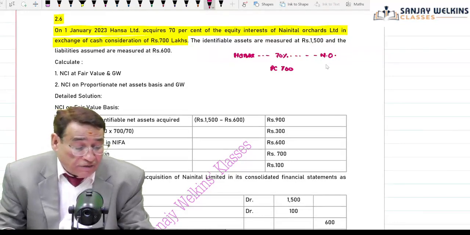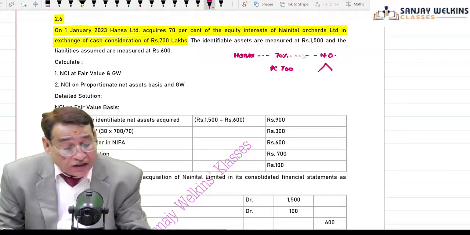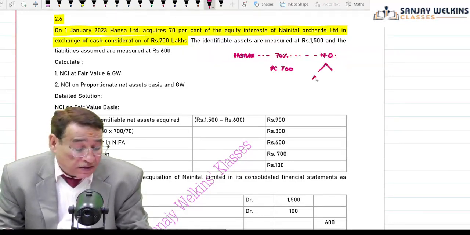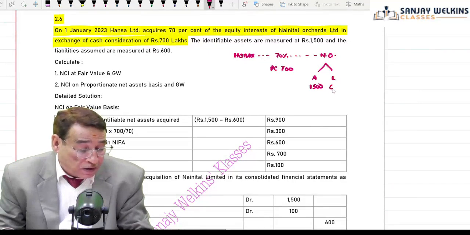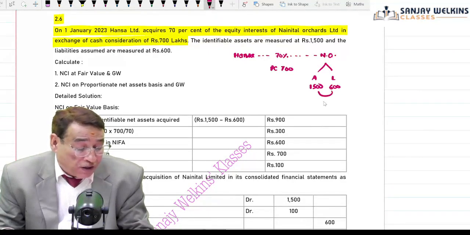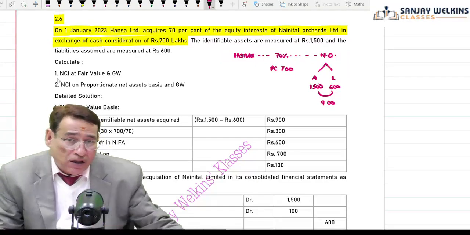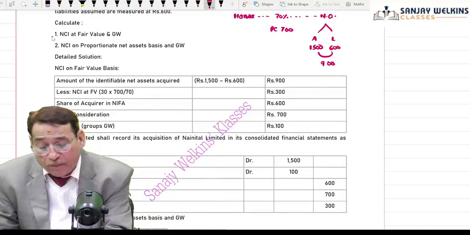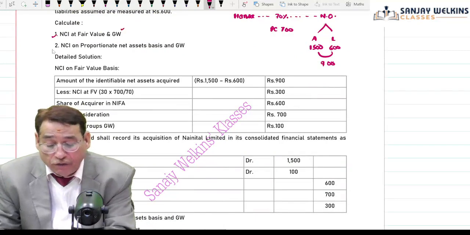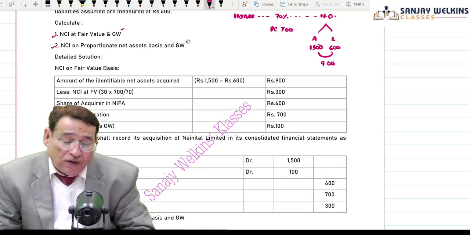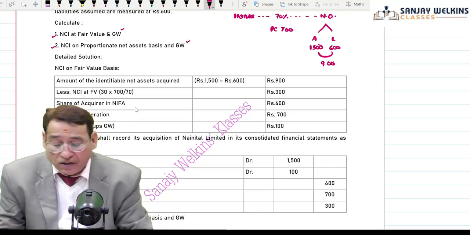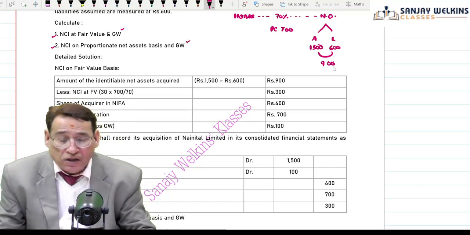Net identifiable assets of Nainital Orchards Limited: asset is equal to 1,500 and liability is equal to 600. So difference will be equal to 900. So nothing else in this particular question. Actually, the question is simply asking you to compute NCI at fair value and goodwill, and then compute NCI on PSNA basis, and again you have to find out the amount of goodwill. This is the demand of the question. Is it clear to you or not?